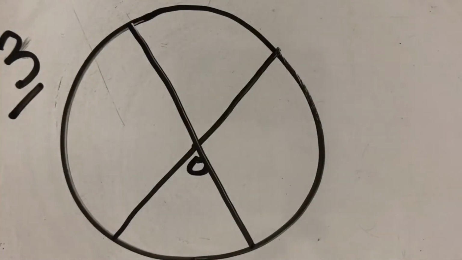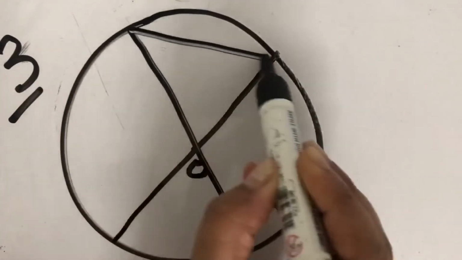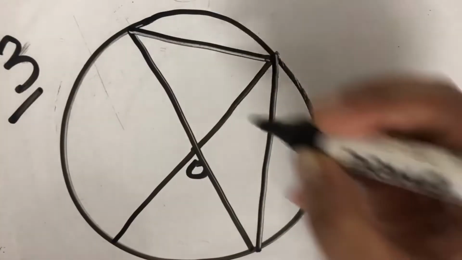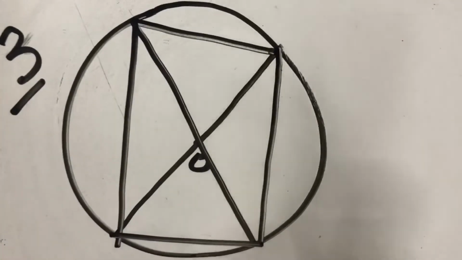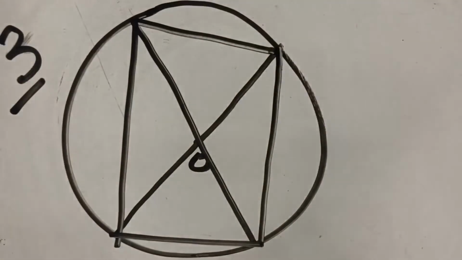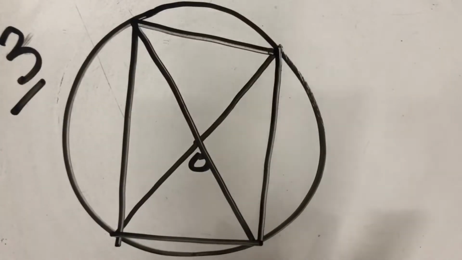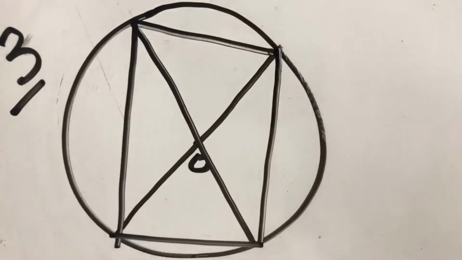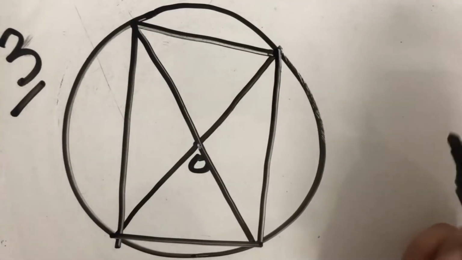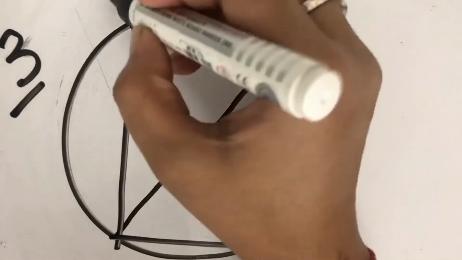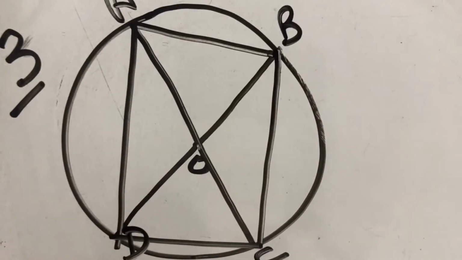Now you have to join the ends of the diameters. So this end, these two ends and this one. So you have to tell the figure obtained. Now we know that diameters of a circle are equal in length. So it means if this is a quadrilateral, a polygon with 4 sides, the diagonals of the quadrilateral are equal in length and they are bisecting each other. So this figure ABCD is a rectangle.